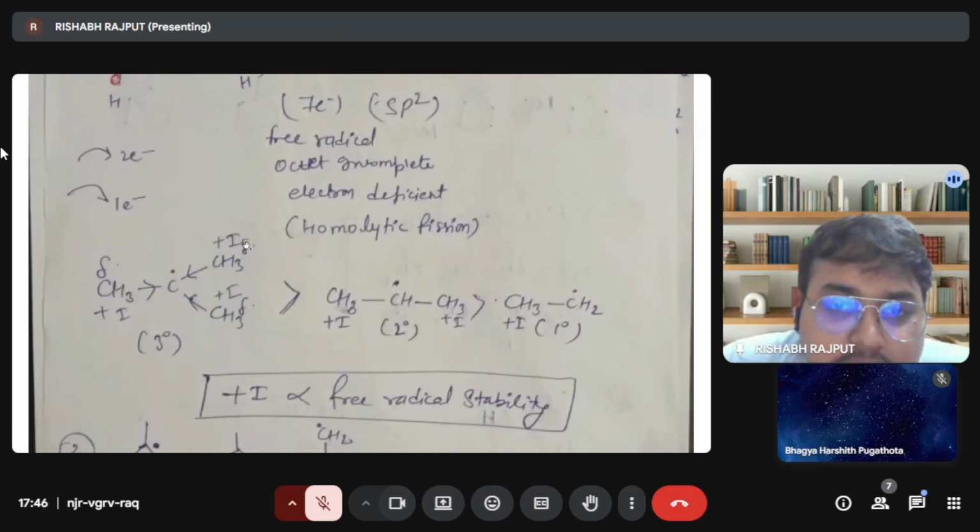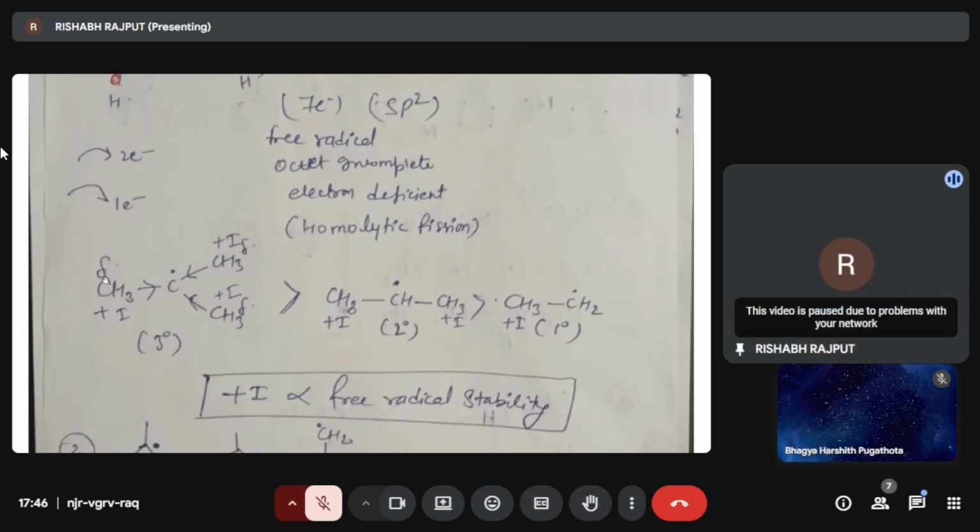So in this case, if you see here, 3 degree, 2 degree, 1 degree is given. You guys already know the meaning of a methyl group: it has a plus I effect. Plus I effect means they will donate electrons. So for a carbon free radical, it is good that it will get the electrons. So if the number of methyl groups is more, that means more plus I effect is there, which means you can donate more electrons.